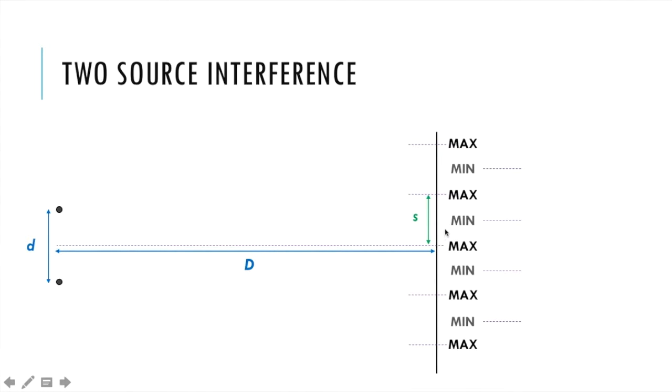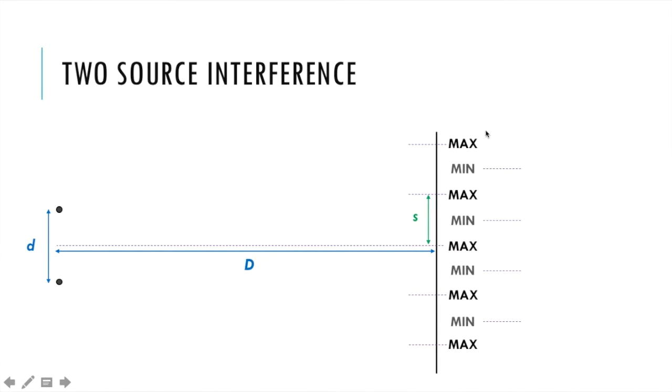The first minimum, for example, if we came up as the path difference increases, would happen when there was a half wavelength path difference. The first maximum, we have a 1 wavelength path difference. Here we would have a 1.5 wavelength path difference. Here a 2 wavelength path difference, and so on. There's a lot of symmetry going on in this problem and in these two-source interference patterns.